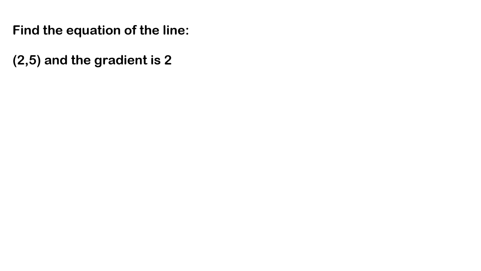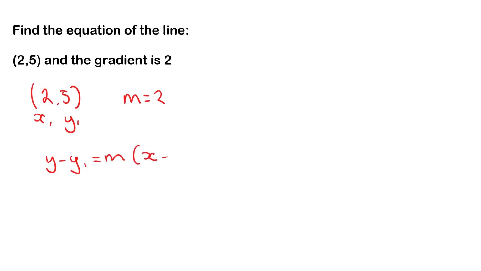Find the equation of the line given we have a point at (2, 5) and the gradient's 2. So I have a point at (2, 5) and I know my m equals 2. I'm going to label these as x1, y1, and then write out my formula: y minus y1 equals m (x minus x1). Now we substitute in those values that we know. So y minus 5, because our 5 is our y1, equals 2 bracket x minus 2.